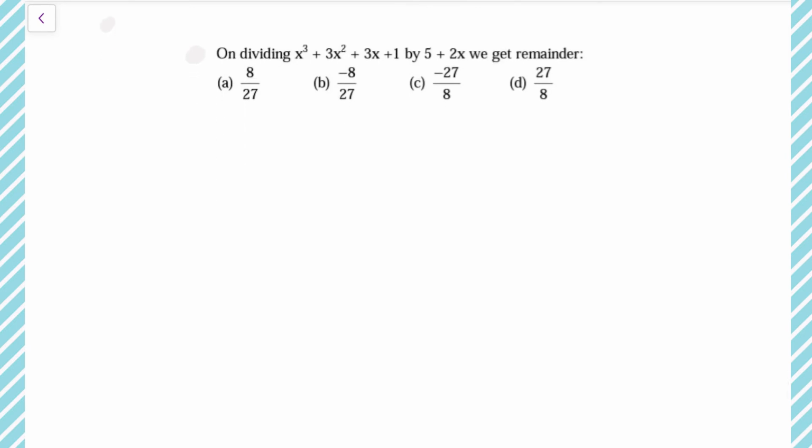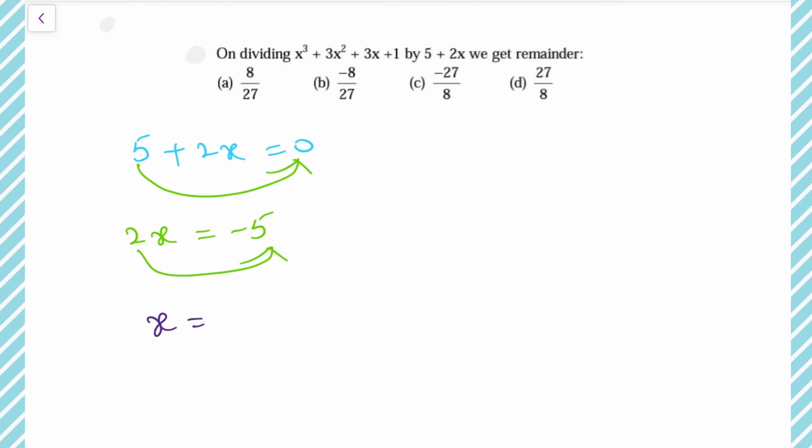Next, on dividing x cube plus 3x square plus 3x plus 1 by 5 plus 2x, we get the remainder. Now in this case, he is not asking the degree of the remainder, he is just asking what the remainder is. So first take the divisor, that is 5 plus 2x, make it equal to 0 and find the x value. Plus 5, you take to the other side, it becomes minus 5, so 2x is equal to minus 5. Then take 2 to the other side, it becomes division, so x is equal to minus 5 by 2.